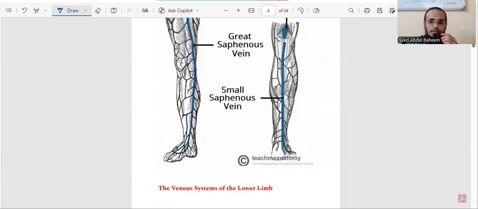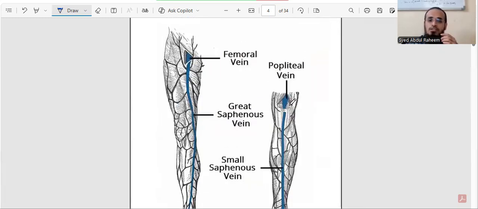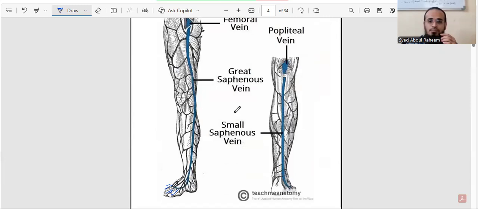You can see this is the venous system in the lower limb. It starts from the toe. We have two large veins in the lower limb. One is called the great saphenous vein. The great saphenous vein takes blood away from the lower limb. It is on the medial side, the toe side.